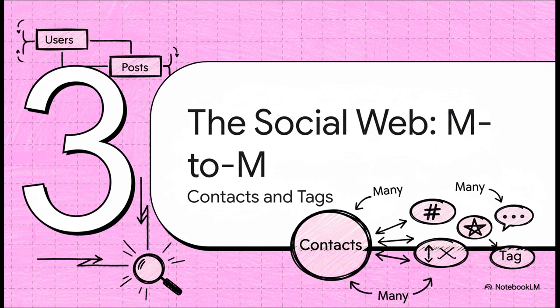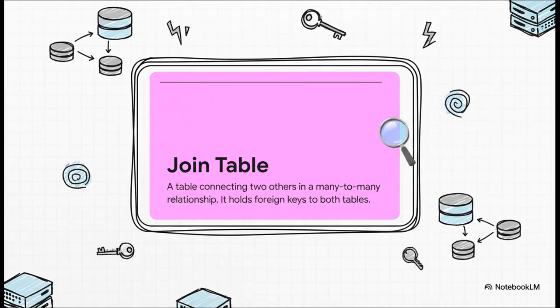Now let's level up to something a little more complex, but you see it everywhere, the many-to-many relationship. Imagine you want to tag your contacts with things like friend or work. A single contact could have multiple tags, right? And a tag like work could be on multiple contacts. That's many-to-many.